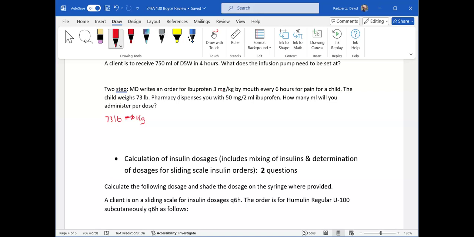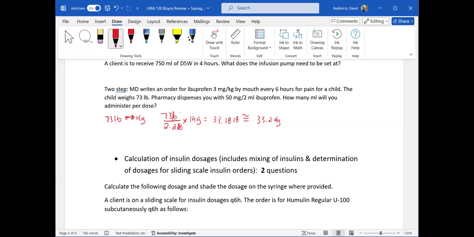So what I'm going to do is take the 73 divided by 2.2, and I'm going to get 33.18. I'll write out what I'm doing. I take 73 pounds divided by 2.2 pounds per kilogram, and I'm going to get 33.18, and it just keeps repeating 18. I'm going to round that to the nearest tenth, so 33.2 kilograms.